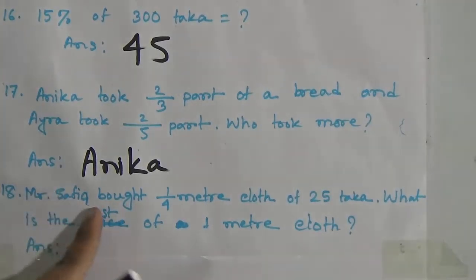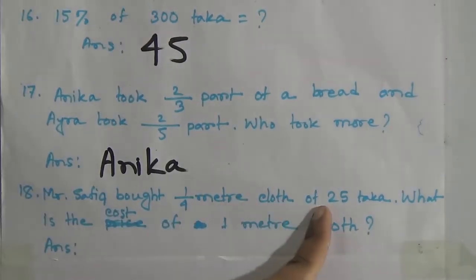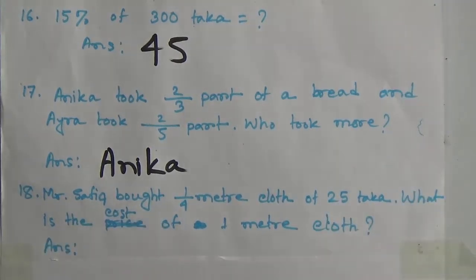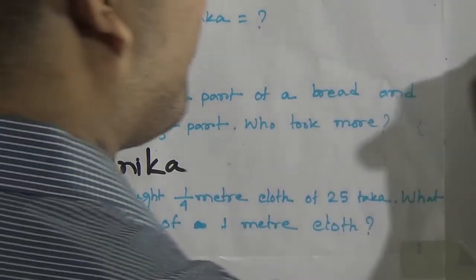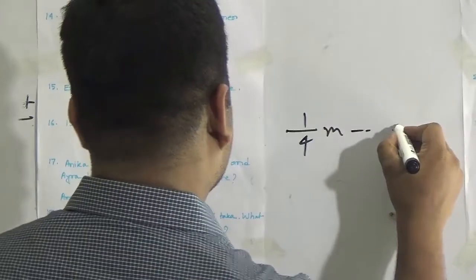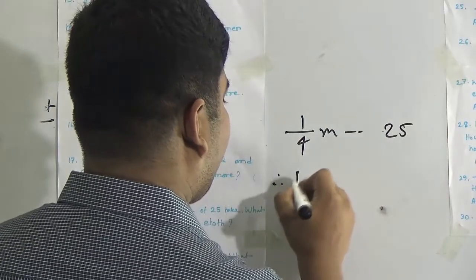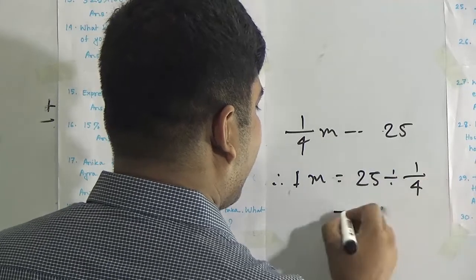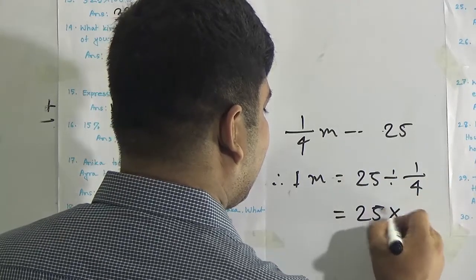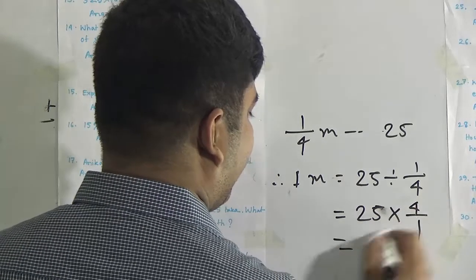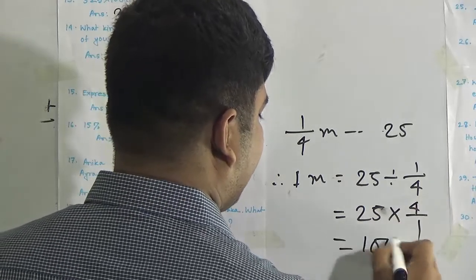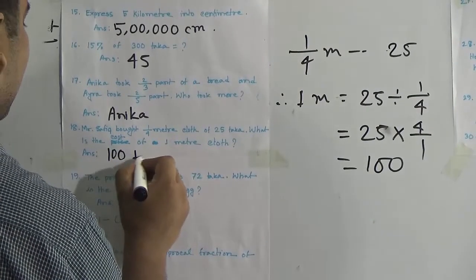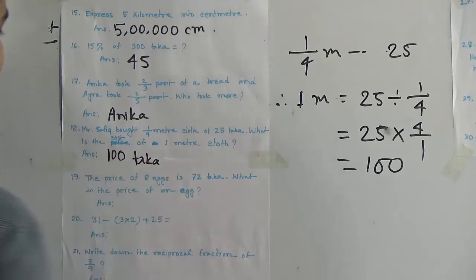Then Mr. Shofik bought 1 by 4 meter cloth for 25 taka. What is the cost of 1 meter cloth? So 1 by 4 meter cloth price is 25 taka. So for 1 meter cloth, we divide this 25 by 1 by 4 and we get the answer 25 multiply 4 by 1. Now we do multiplication, that means 100. So 100 taka. I hope you have understood.